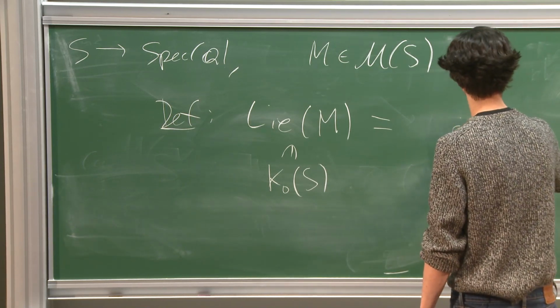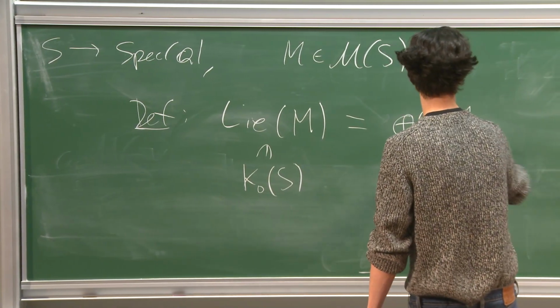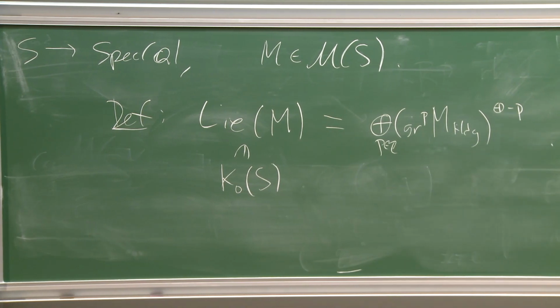You take the pth piece, you direct sum over all p in Z, but then you repeat the pth piece minus p times. Okay? So it's a virtual vector bundle because sometimes you're taking negatives and so on. This is a very funny expression, so I should say a bit about where it comes from. What is the meaning?